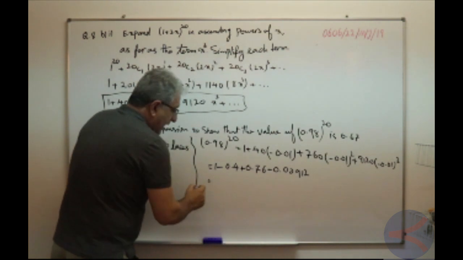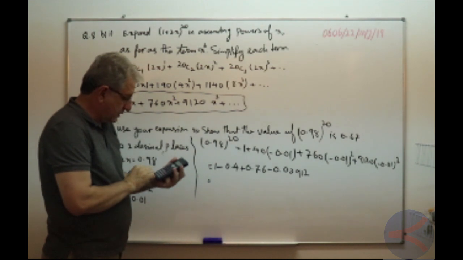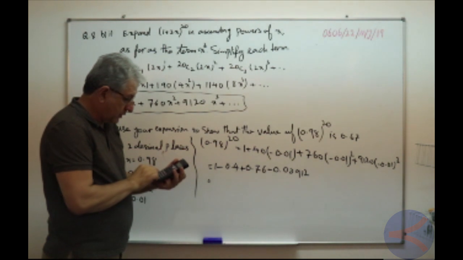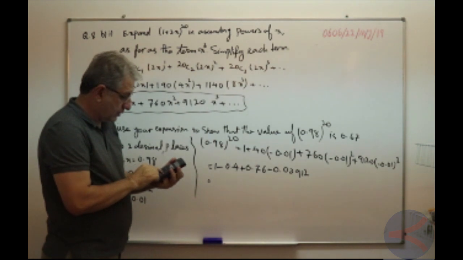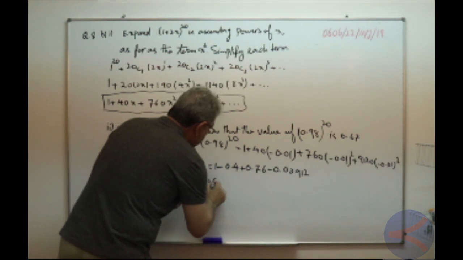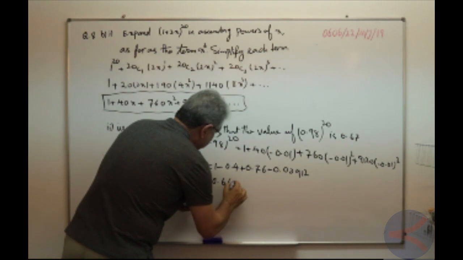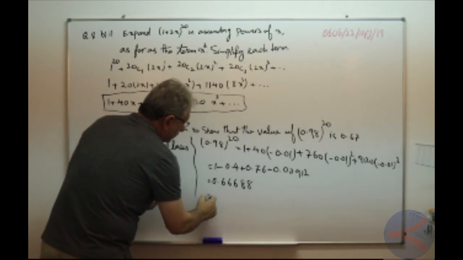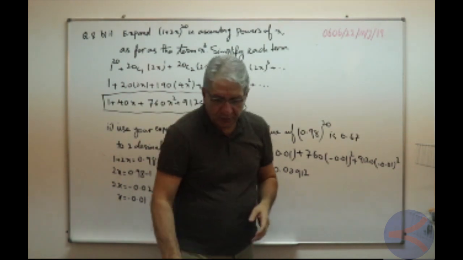Okay, now just add them, put them in the calculator and see what you are going to get. 1 minus 0.4 plus 0.076 minus 0.00912. You are going to get 0.66688. Correct to 2 decimal places, it is equal to 0.67. Therefore we got the answer. Thank you for watching.